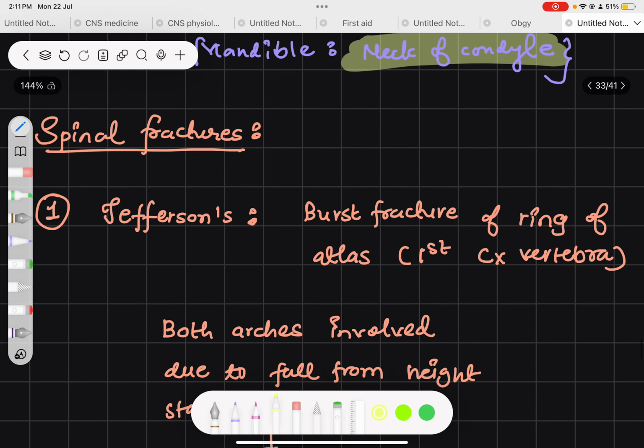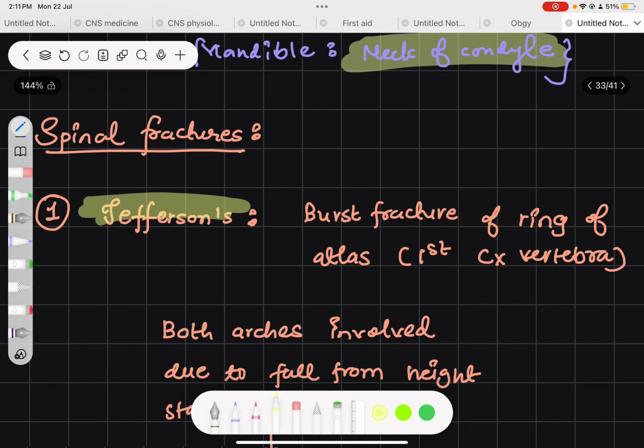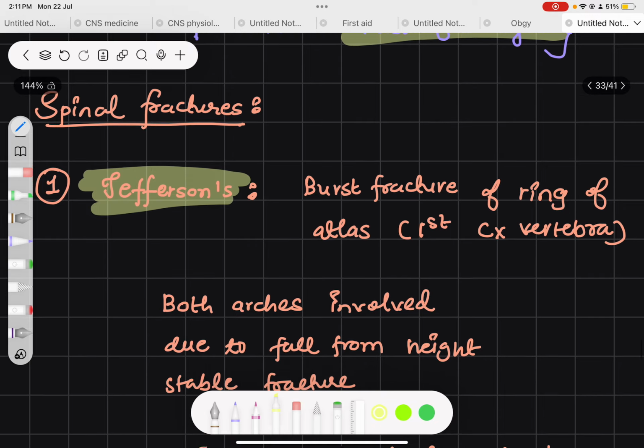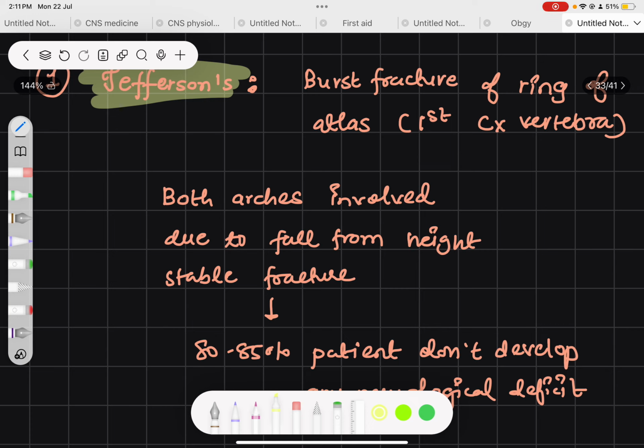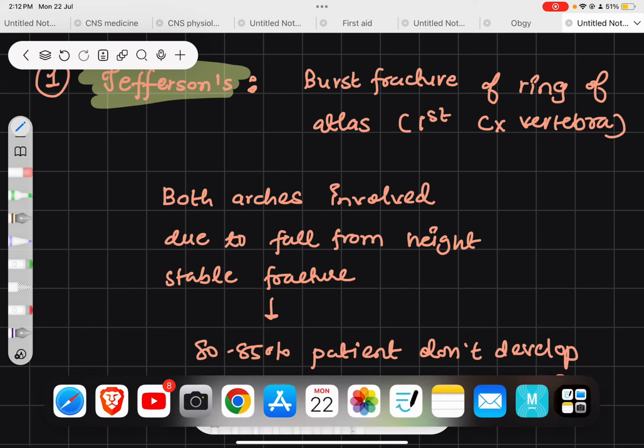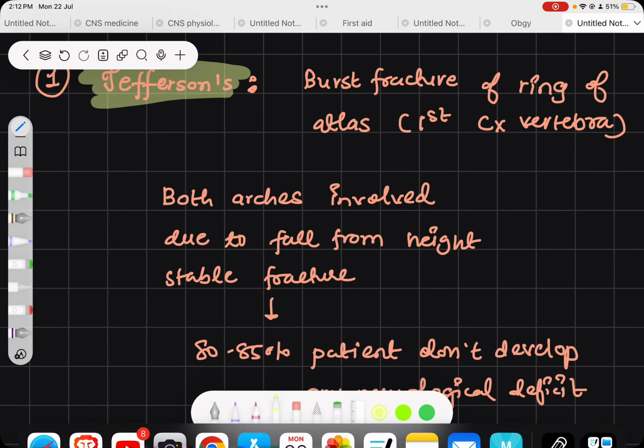Now, so spinal fractures. So Jefferson fracture is a burst type of fracture of the ring of atlas, meaning the first cervical vertebra, and how will it happen? It is due to a fall from a height. When the person is falling from a very high height, the translation force will come from down to upwards, and the first vertebra will fracture due to this force, and it will be a type of burst fracture.